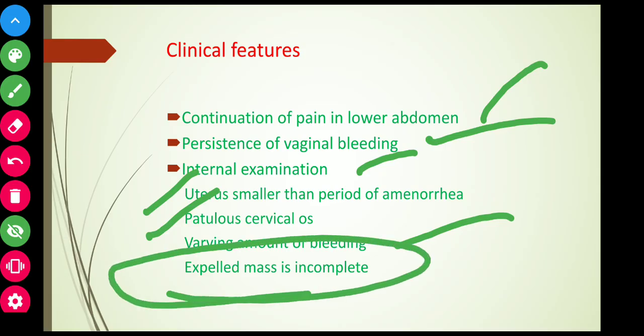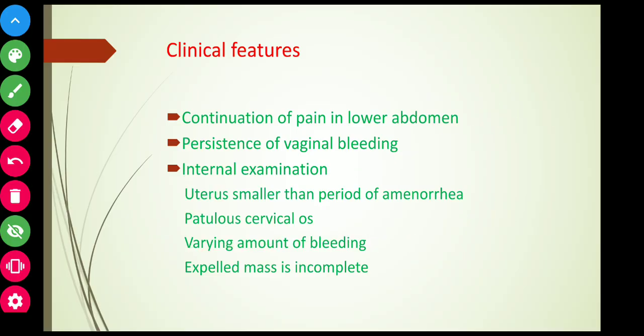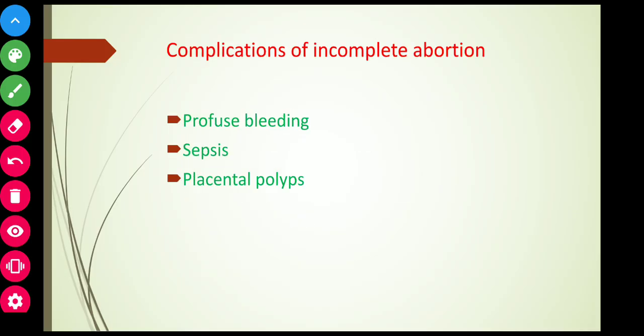So what has been expelled? In threatened abortion, I told you that as a nurse you need to preserve the pads and find out the tissues if any conceptual materials came out. You have to check the pads. So if the expelled material is incomplete, it means there is something inside the uterus. Next, complications. If this is not treated, profuse bleeding can occur with some tissue parts, sepsis also can occur, and placental polyps.